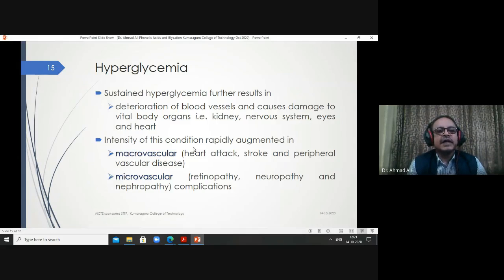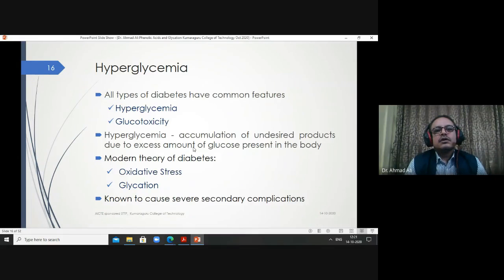As we see with diabetics, the fatality of diabetes is mainly because of multiple organ failures. So we can see macrovascular complications, wherein there is heart attack, stroke, and peripheral vascular diseases, and microvascular complications, where we see retinopathy like cataract, or neuropathy, or nephropathy like kidney malfunctions and so on. So diabetes at the molecular level can be summed up as hyperglycemia and resulting glucotoxicity, meaning the above-normal level of glucose which becomes toxic to our body. As a result, there is an accumulation of undesired products due to the excess amount of glucose in the body.